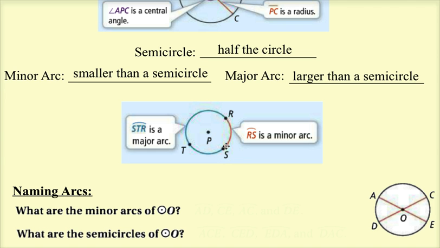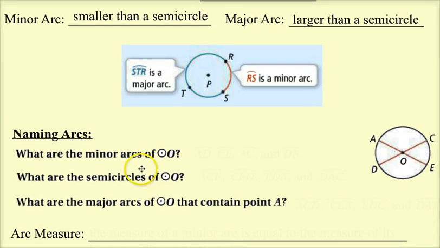So let's name some arcs in the picture that I have here. I want to know the minor arcs of circle O. See how O is the center? So that's how I refer to the circle as circle O. The minor arcs are smaller than a semicircle. So see if you can list any. I need at least two letters for an arc. Sometimes I use 3 letters. And just like a line, I'm naming the endpoints of the arc, and I put a little arc symbol over it.